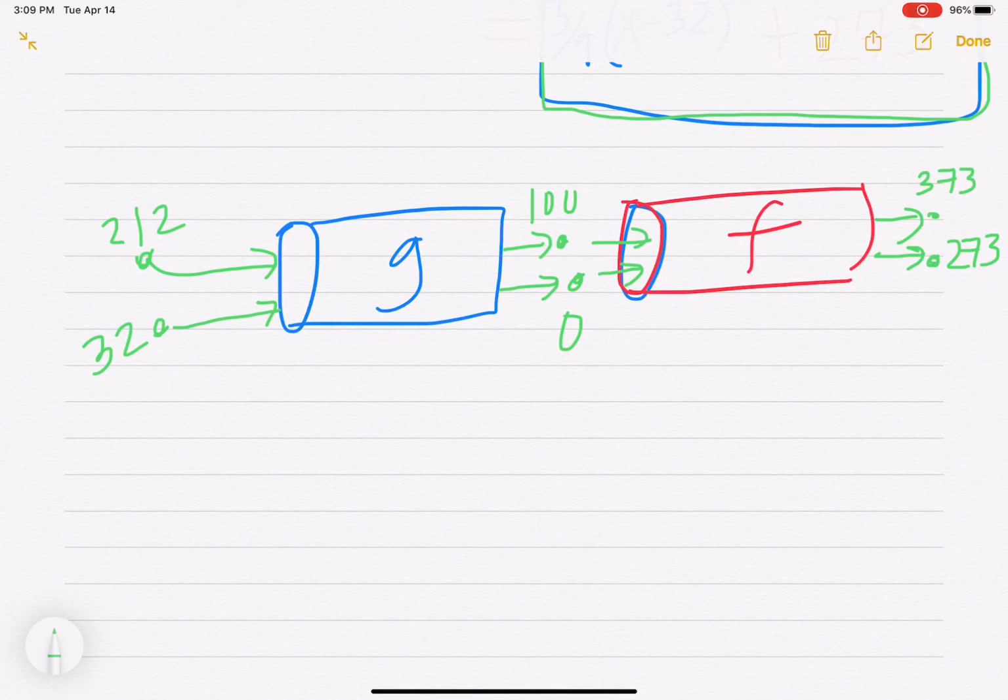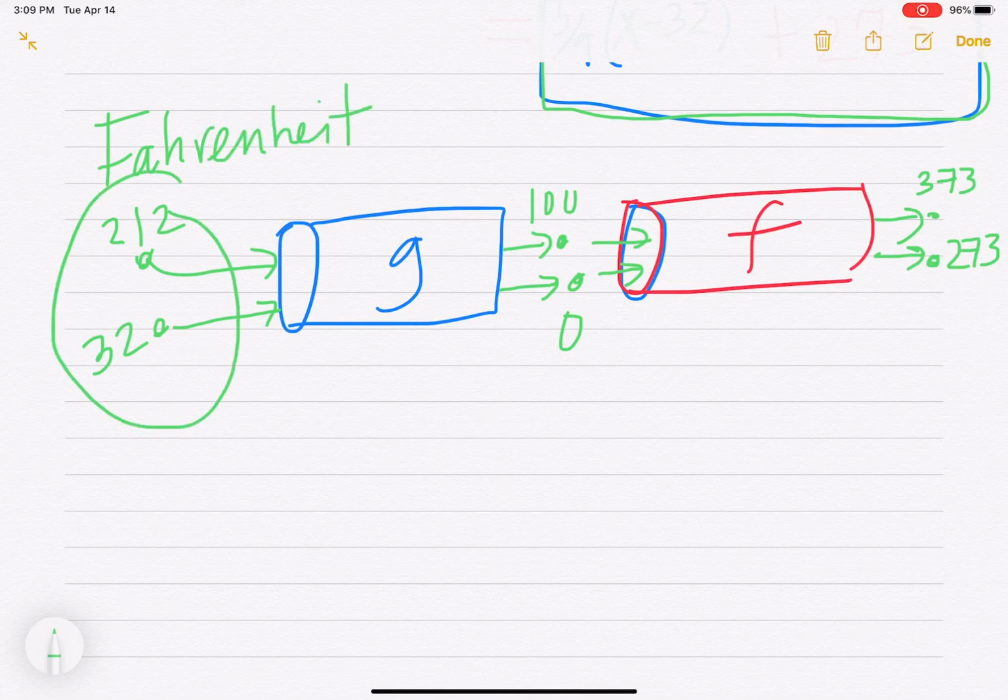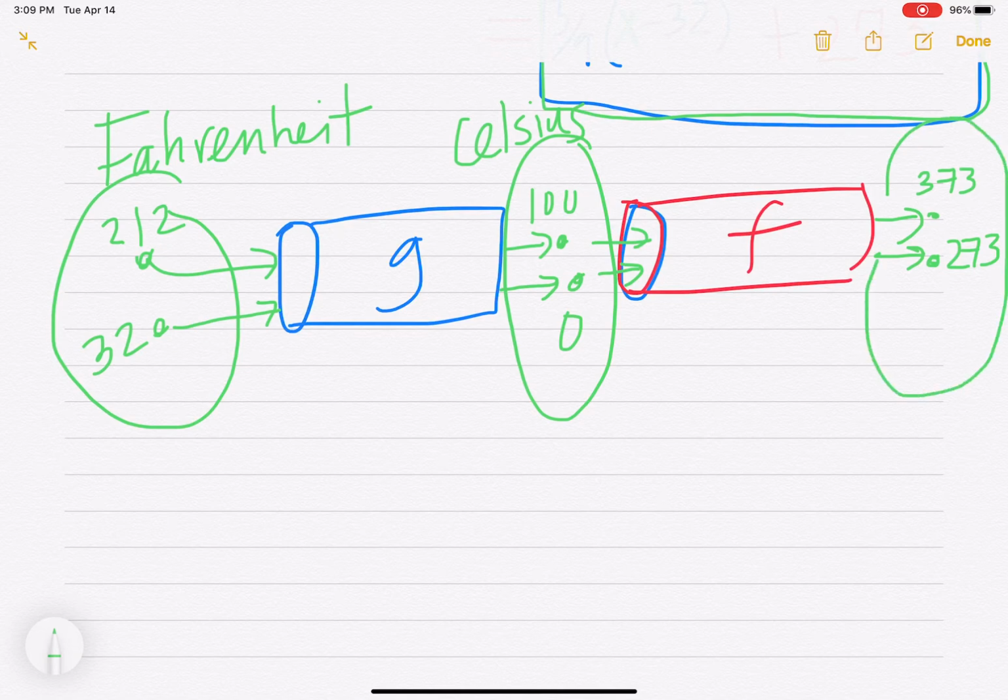So, maybe you notice what's happening here. Here we have Fahrenheit degrees. Here we have Celsius degrees. And over here on the far right, we have what are called Kelvin degrees. So anyone with any background in a basic chemistry class would have seen this before. The first function converts from Fahrenheit to Celsius. The second function, the F function, converts from Celsius to Kelvin.